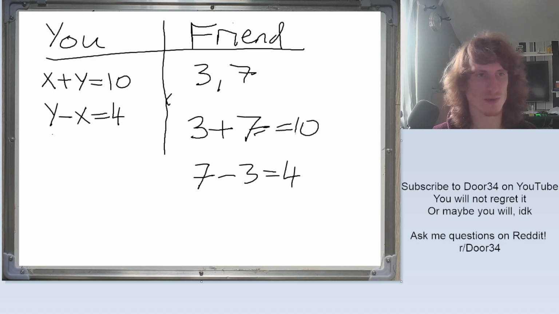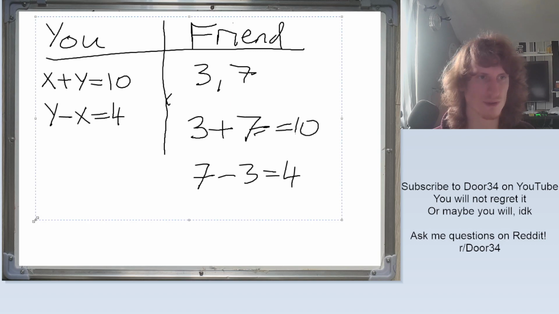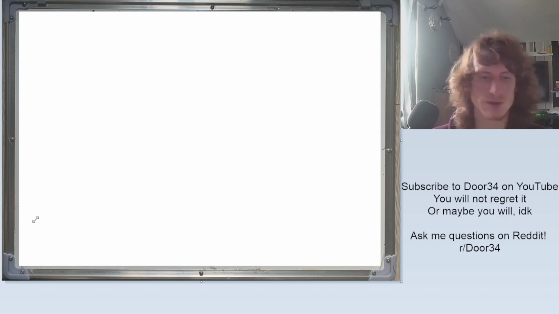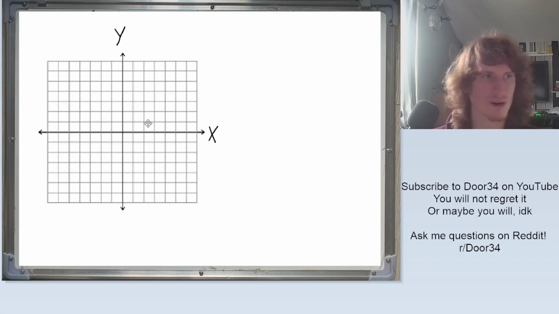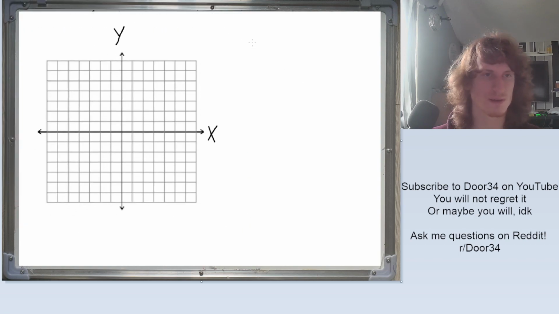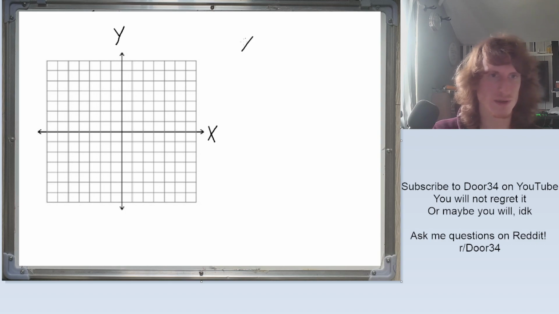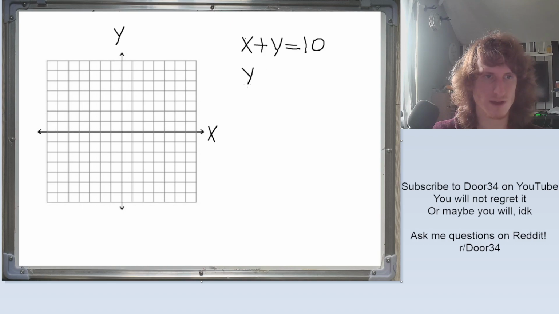So again, you don't really know which number's which, but you now have another equation that gives you more information about your friend's numbers. And so what we're going to do actually is, now we have two equations here, and if we plot these two equations, then we're going to see something interesting. So let's just do that. I have here a graph again, and the equations were x plus y equals 10, and y minus x equals 4.